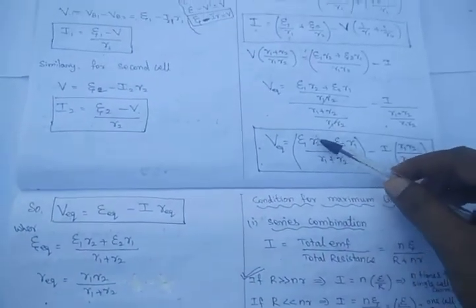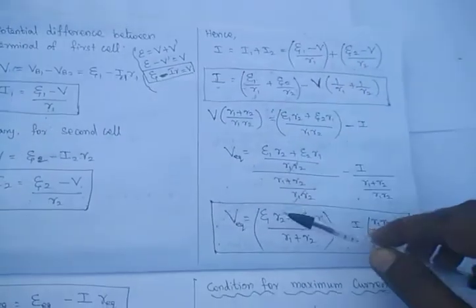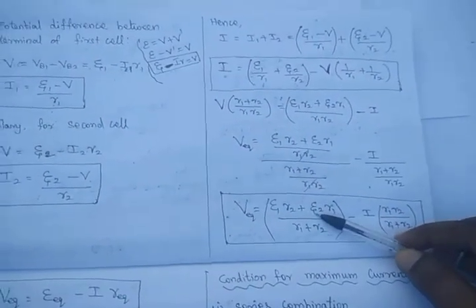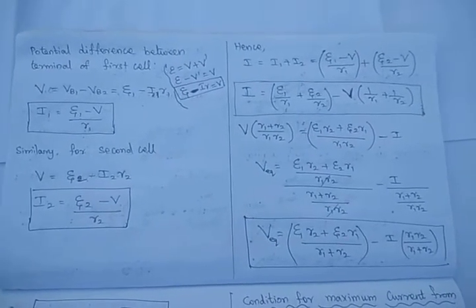So we can represent this way or this way. Both are correct. This is in terms of current. This is in terms of voltage. So this is the derivation for the internal resistance of cells connected in parallel.